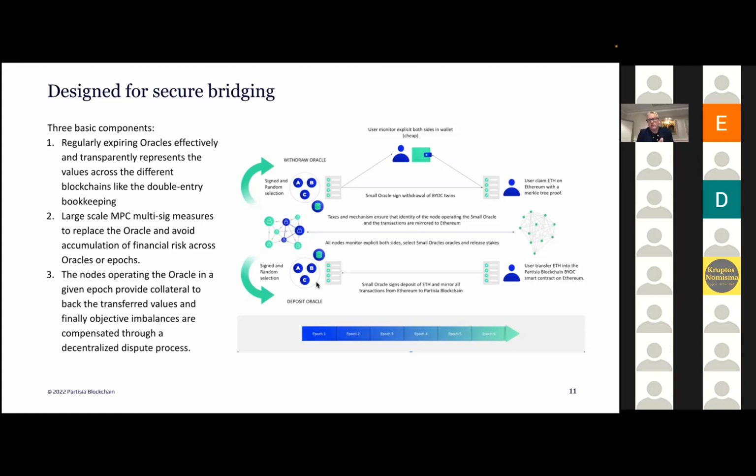So this is also pointing at when these epochs expire. When you run out of MPC tokens, you basically replace the oracle. So this is a very one-to-one securing of the funds transferred through these bridges.